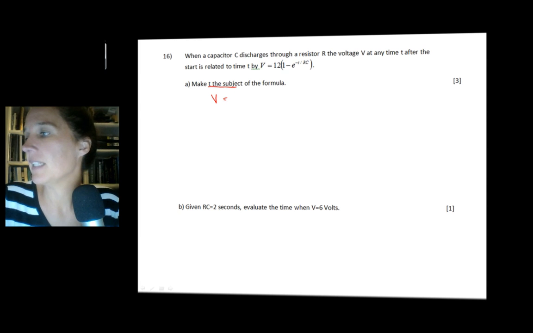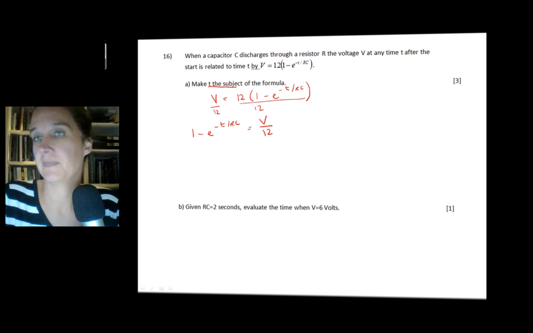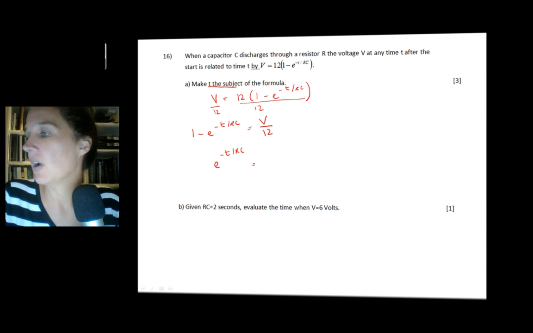So here we've got V is equal to 12 multiplied by 1 minus e to the power of negative t on RC. We're going to divide both sides by this 12. So here 1 minus e to the power of negative t on RC is therefore equal to V on 12. I shouldn't have switched this over to this side, but if we switch it over to the other side, we end up with e to the power of negative t on RC is equal to 1 minus V on 12. So now here we've got our exponential term and here our regular term.